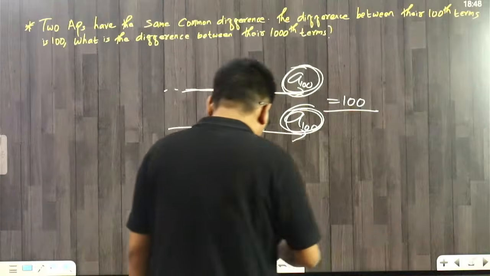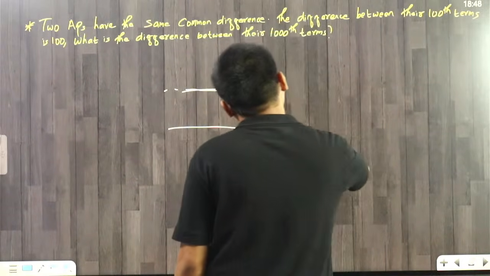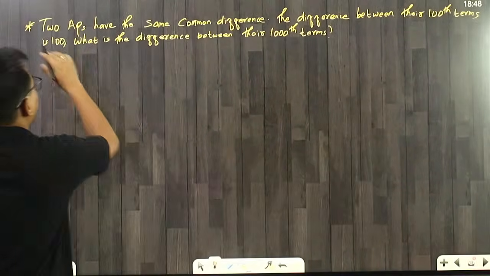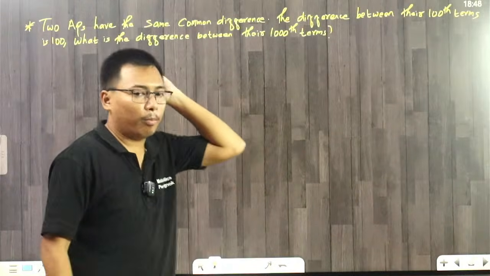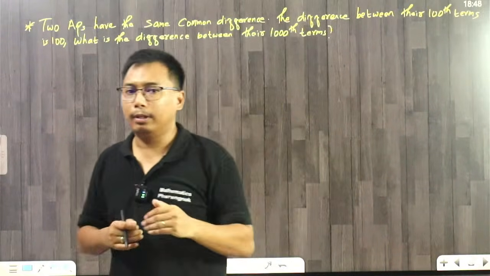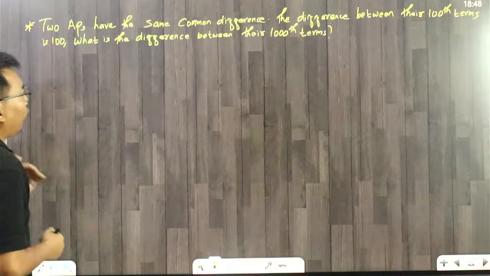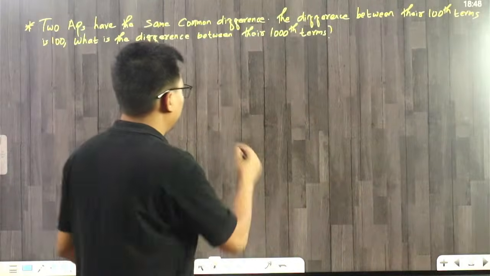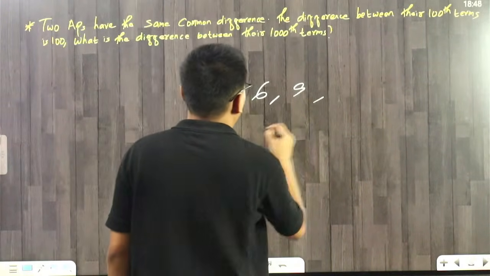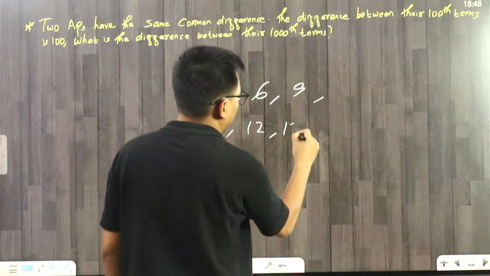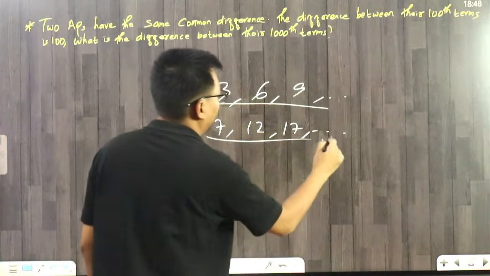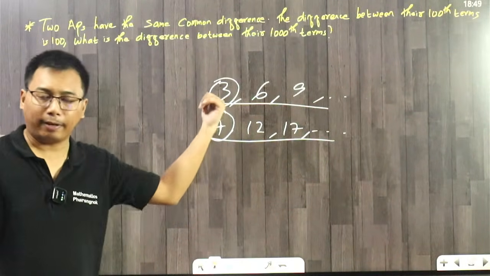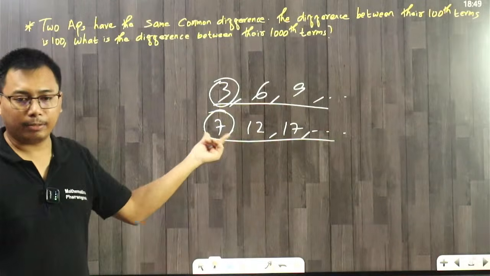Now see, the first part of the question says that these two APs have the same common difference, which means their common differences will be the same. If the common differences are the same, the first terms will not be the same. Let's say this is one AP and another AP is this, 7 plus 5 is 12, 12 plus 5. These are the first AP and the second AP, and they have different first terms: here the first term is 3, here the first term is 7.